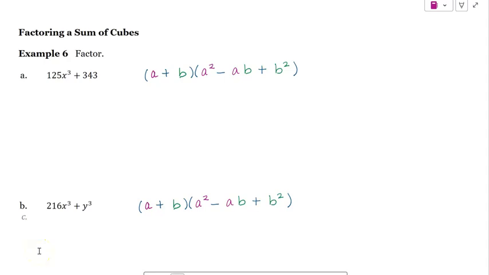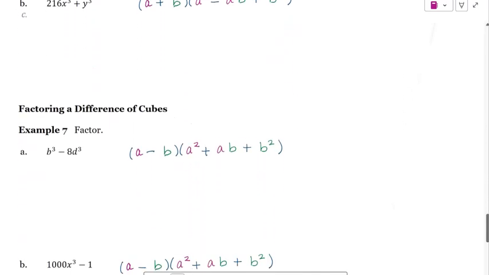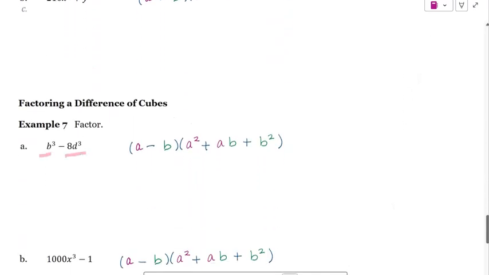Factoring a sum of cubes. A sum of cubes is a set of terms in which each of the items are perfect cubes and they're separated by an addition sign. In this video, we'll also look at factoring a difference of cubes, which also has two cubes, but in this case separated by a subtraction sign.